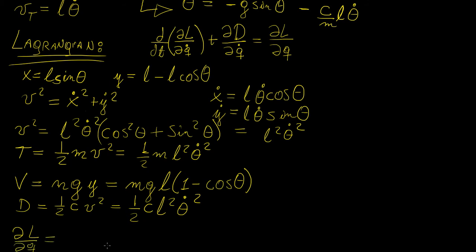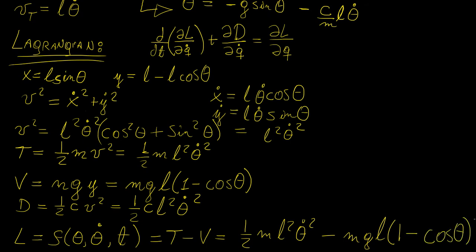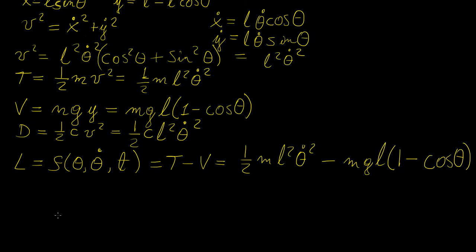So if we start with this term, first of all, let's write the Lagrangian. So Lagrangian equals T minus V. So let me just do that here at the bottom. Very important step, never skip actually defining your Lagrangian. So the Lagrangian in this case is going to be a function of three variables, and it's going to be equal to T minus V, which is in this case half of ml squared theta dot squared minus mgl times 1 minus cosine of theta. Okay, and now this is what we're going to differentiate.